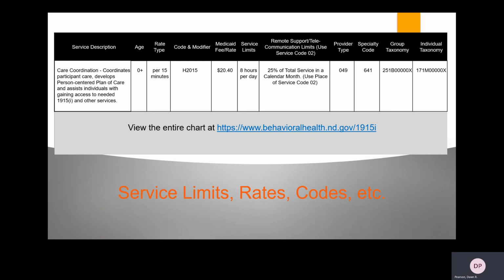There is a chart included on the 1915i website, which includes the service description, eligible age, rate type, including unit, dollar, or per service, rate type codes, and applicable modifiers, the rate, and the service limit for each of the 1915i services. This slide shows the care coordination service line of the chart. You used many of these codes throughout the provider enrollment process, and you will also use them as you submit service authorizations and claims for reimbursement.